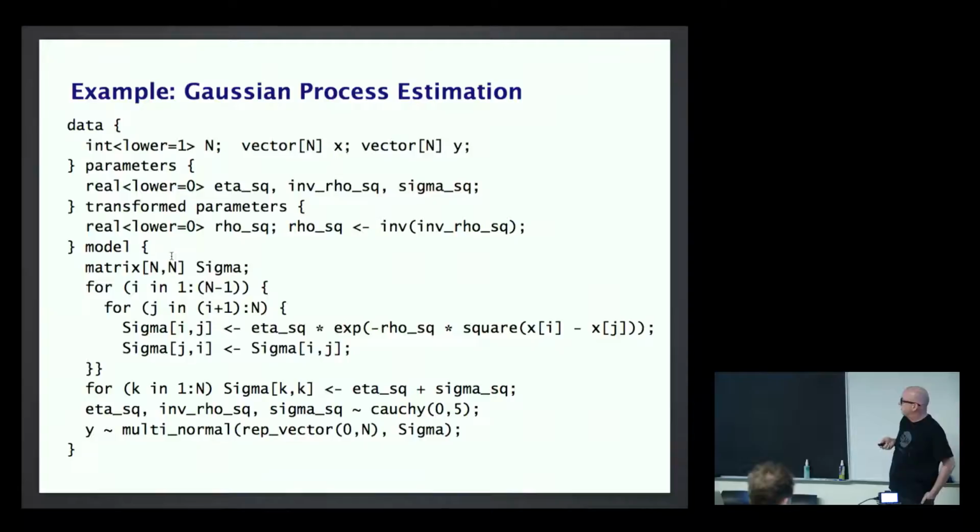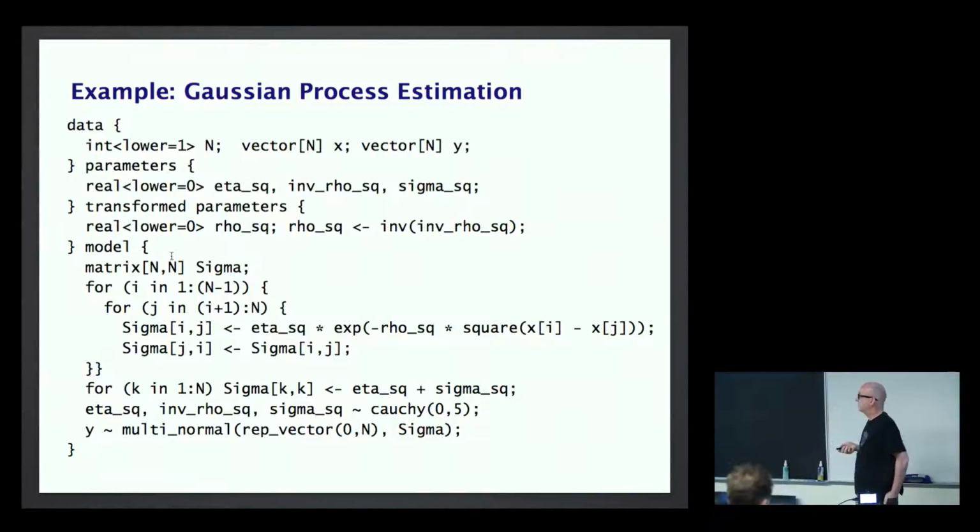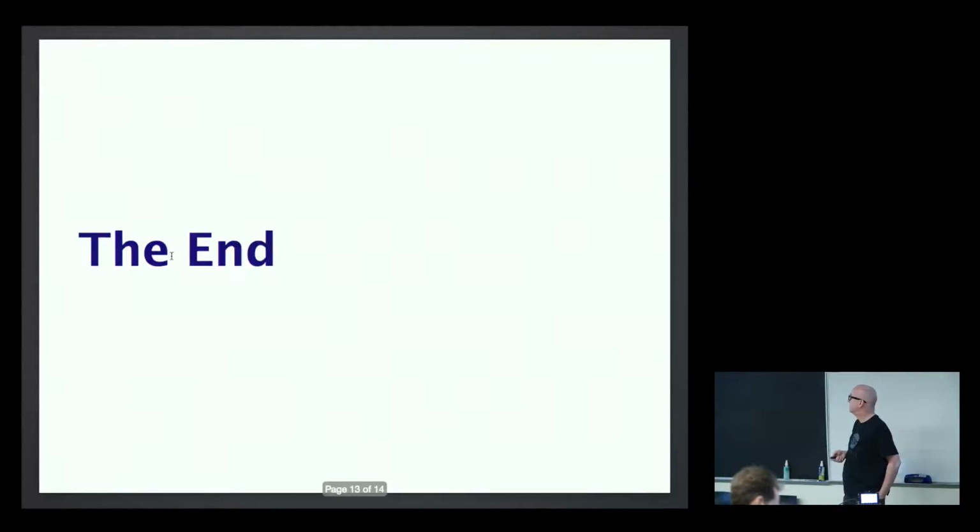And here's a short example, which is the last slide I've got, which does Gaussian processes. This is a squared exponential covariance function for a Gaussian process. So you just basically, again, code up the data and the parameters. You define the covariance matrix there, and then you write the density down that you care about. So I will stop there.